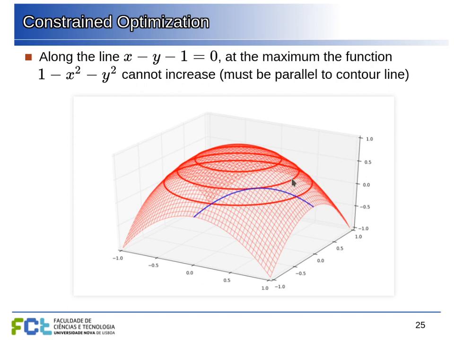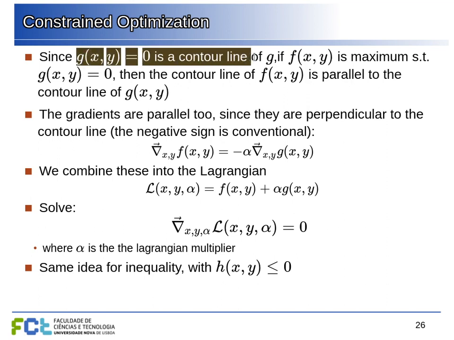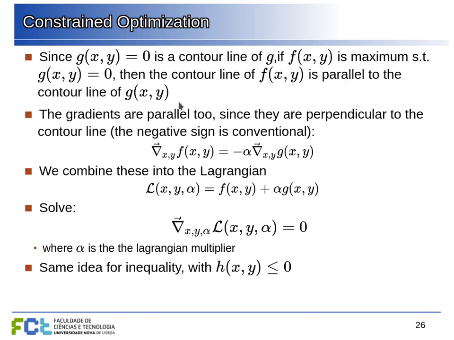It's the line along which the function does not increase or decrease. So when we reach the point here, the gradient must be perpendicular to the line, because it cannot have a non-zero gradient along the line, since we are at the maximum. So if we write an expression like this, some function equal to 0, this will define a contour line of function g, because it is a line where the value of the function is constant.